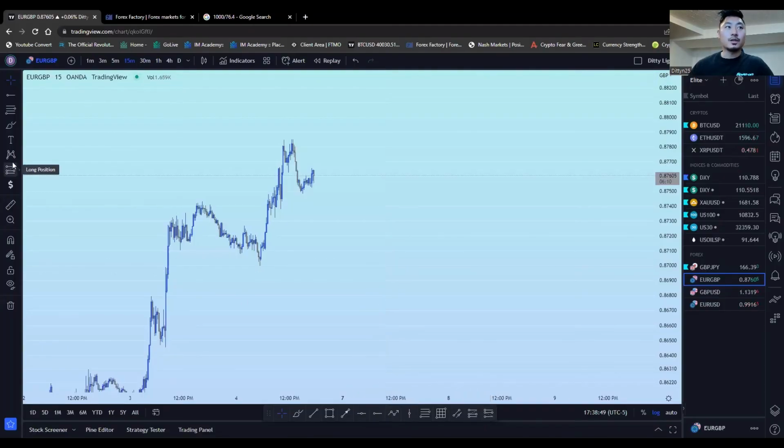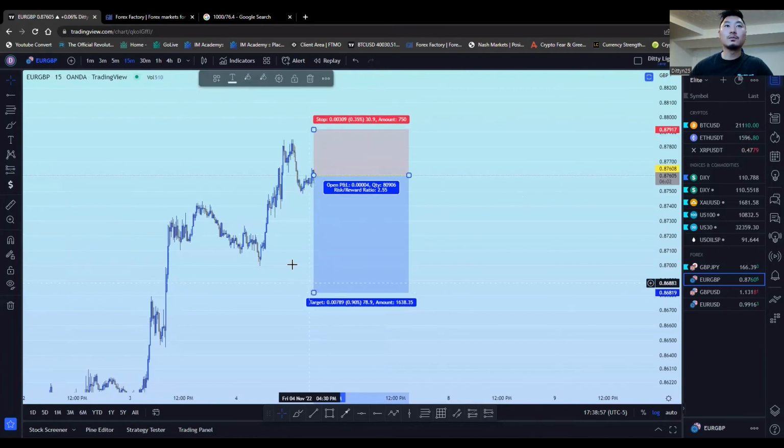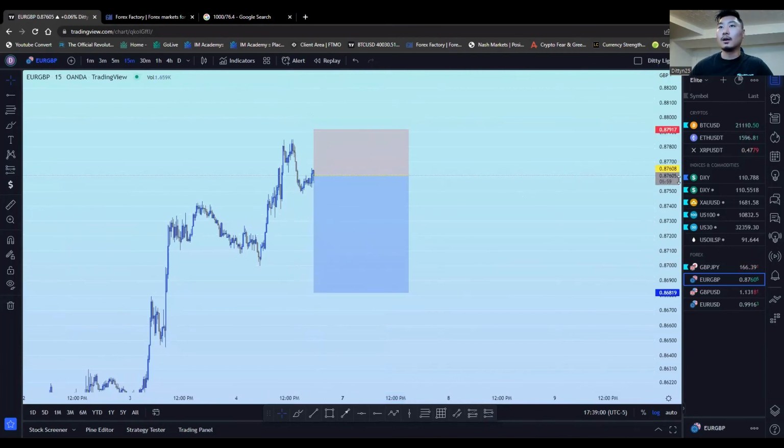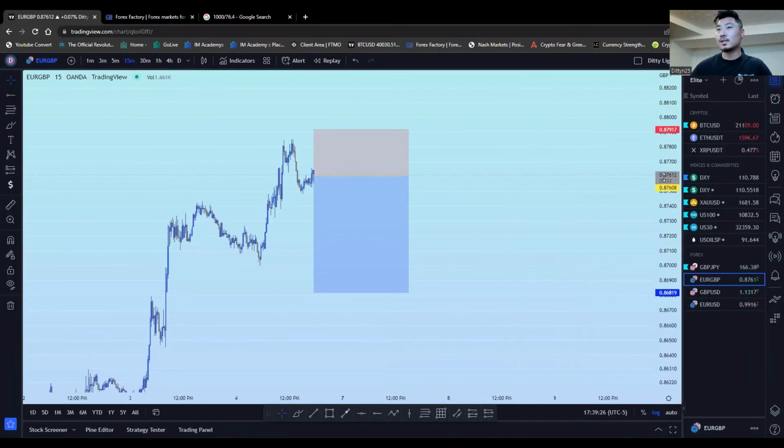So if I take a short position here, and I put it at the last candle, you see the timer here is the actual price. The actual price now for Euro GBP is this, where we see the timer. If you don't have the timer, just press on the sunshine here, and make sure this is activated: countdown to bar close. Okay, and you will see the timer.